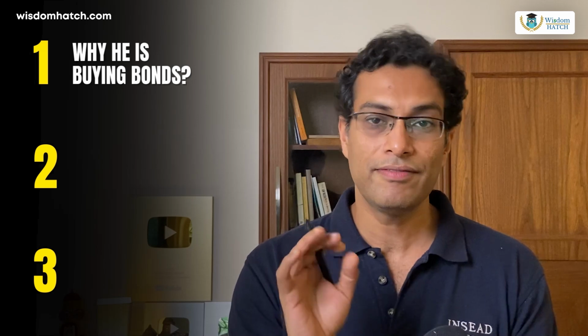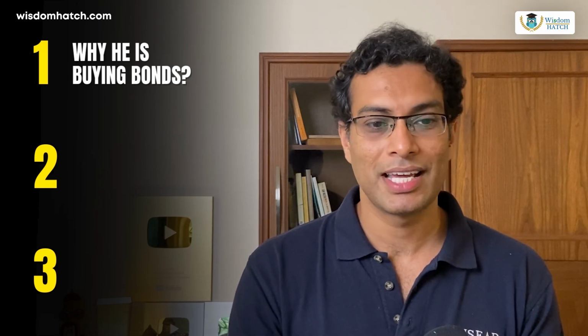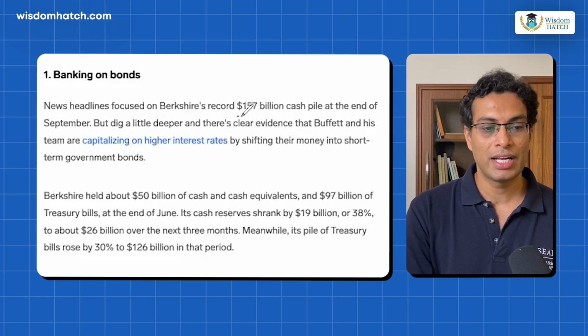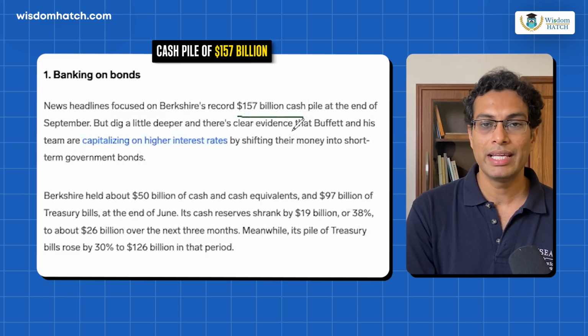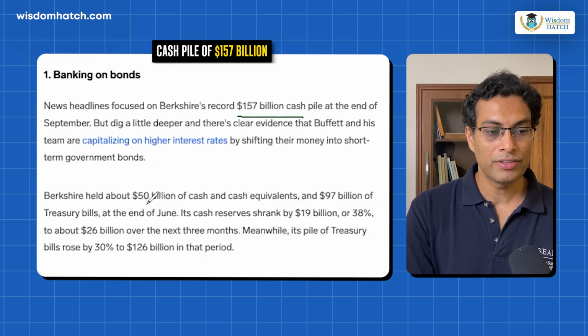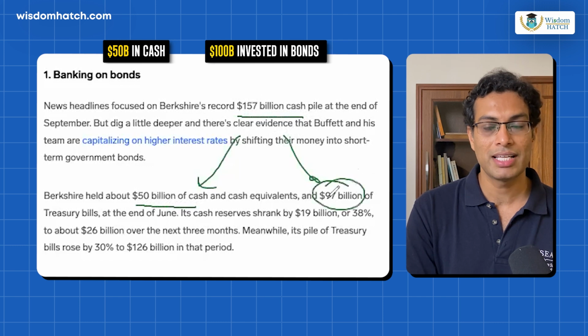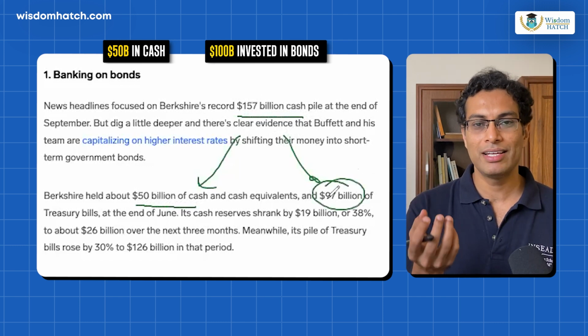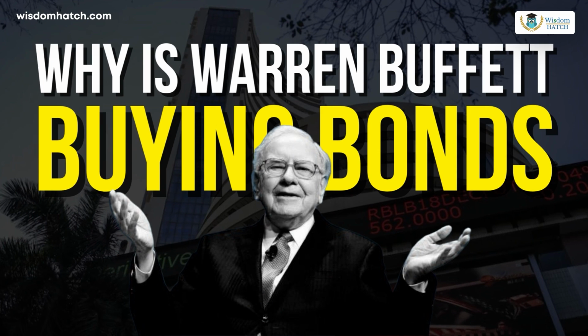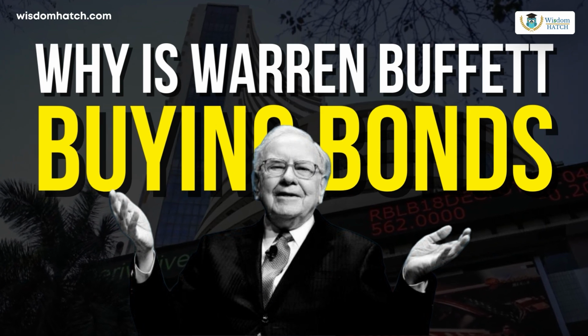So number one key fundamental change, he is buying bonds, and not chota mota, he is buying a lot of bonds. For example, Berkshire was sitting on a cash pile of $157 billion, right? Now out of that, the recent move has been that only $50 billion is in cash. Rest, almost $100 billion, has been put in bonds. Now, why will Mr. Warren Buffett invest in bonds all of a sudden? So there are two specific reasons for that.